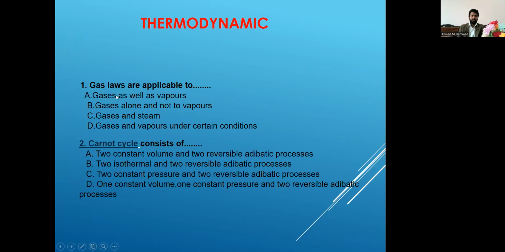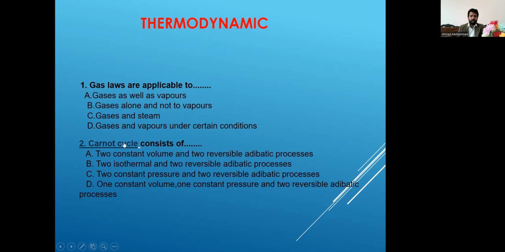Question number one. Option A: gas laws are applicable to gas as well as vapors. Option B: gas alone and not to vapors. Option C: gas and steam. And option D: gas and vapor under certain conditions. So the right option from these four is option B, gas alone and not to vapors.